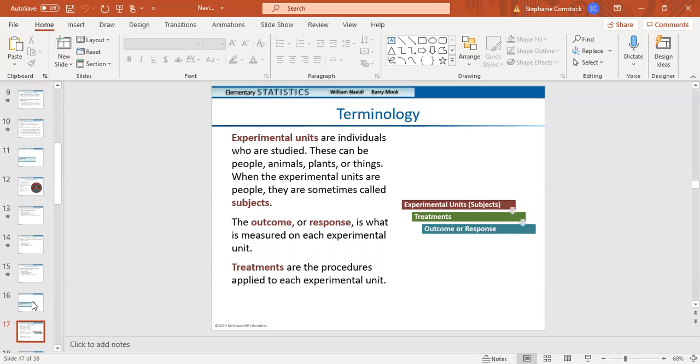With experiments, oftentimes we may be looking at different treatment levels. It may be treatment versus non-treatment, where there are only two levels. So these are the things that we're looking at.